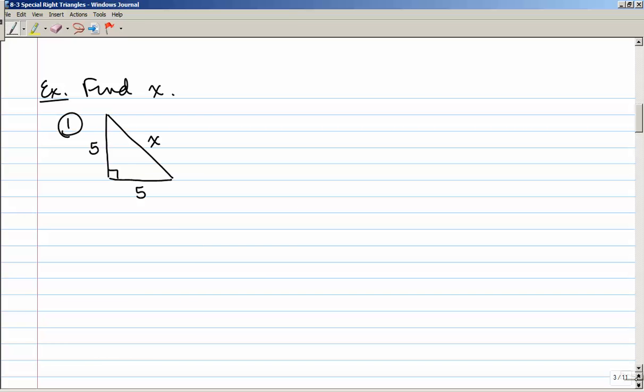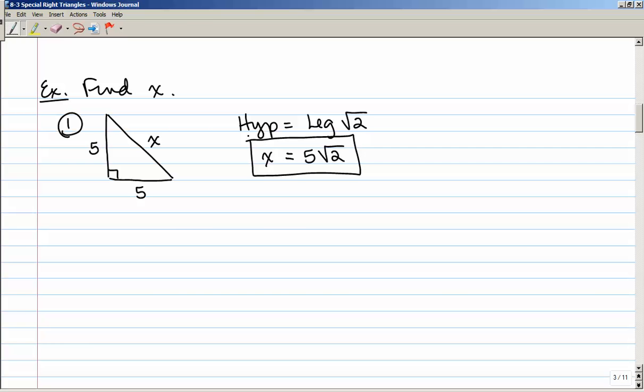Let's take a look at a couple examples. So example number 1, we have a right triangle, and we know it's a 45-45-90 because the two legs are both 5. And we need to find x, which is the length of the hypotenuse. Using our formula, hypotenuse equals leg times the square root of 2. Now just plug in the numbers. The hypotenuse is x, the leg is 5, and square root of 2, which gives us our answer. So x is equal to 5 square root of 2.